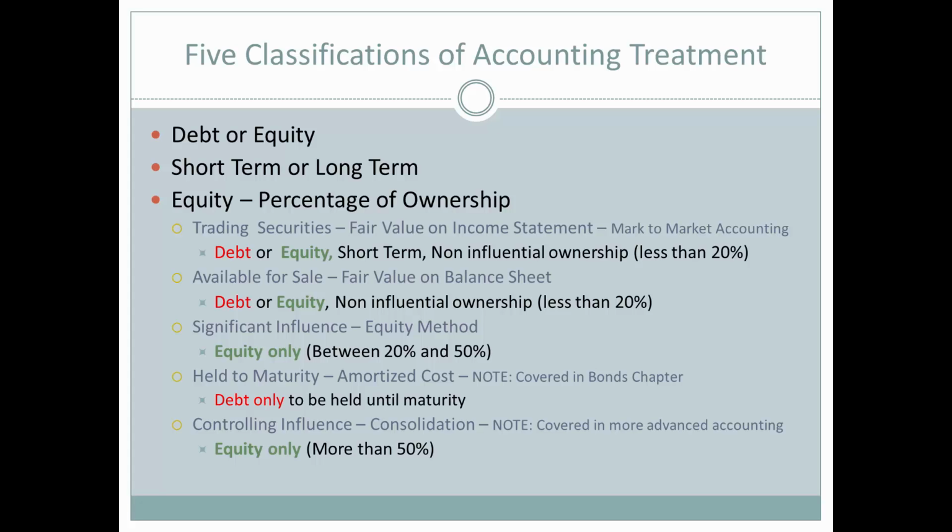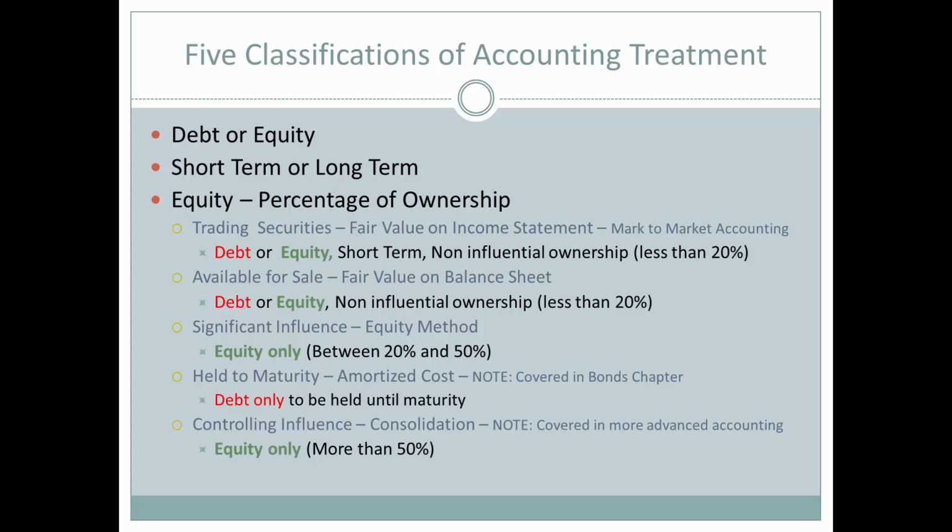Debt or equity, short-term or long-term. Equity, percentage of ownership. These are 5 of the classifications that we're going to learn about in the accounting treatment. So we have trading securities, which can be debt or equity. Trading securities are held to be traded. The fair value adjustment associated with the trading securities will be found on the income statement. So any fair value adjustment will go through the income statement, and this is known as mark-to-market accounting. These are short-term investments, and the equity investment would be a non-influential ownership, less than 20% of the company's outstanding shares.